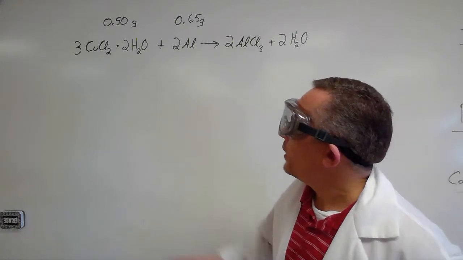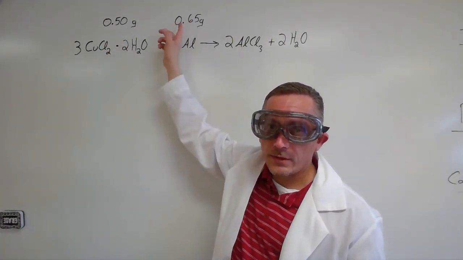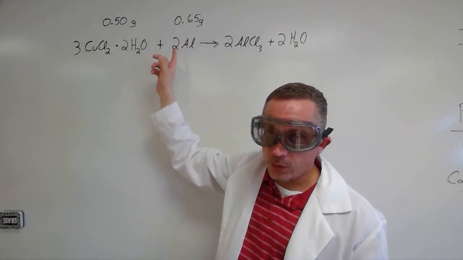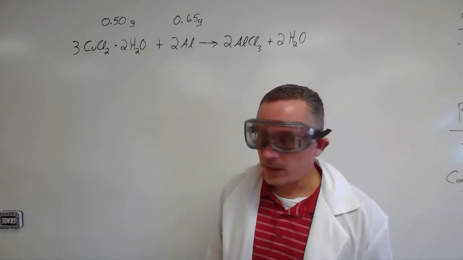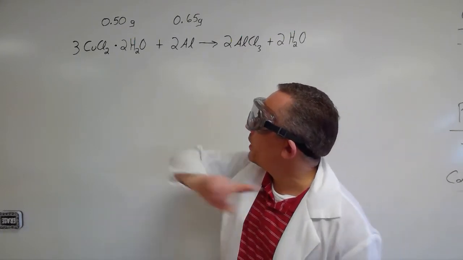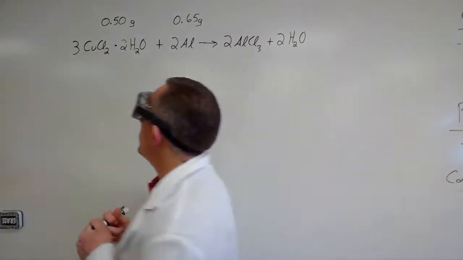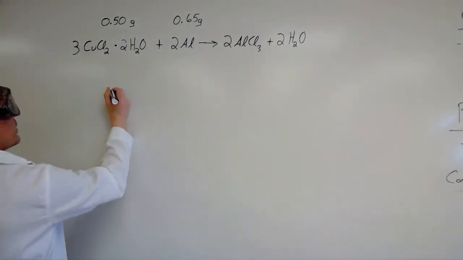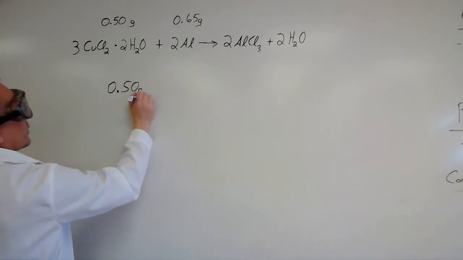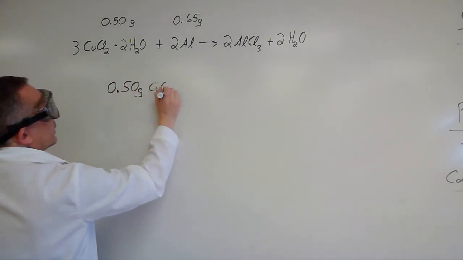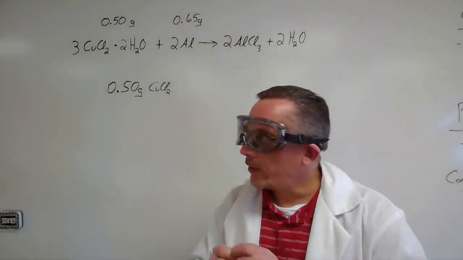So let me look at my numbers. I have 0.5 grams of copper chloride and I have 0.65 grams of aluminum, and we need to pick one of those two numbers to start with. Doesn't matter which one we pick. So I am going to start with the copper chloride and see where that takes me. So I'm going to start with 0.50 grams of my CuCl2.